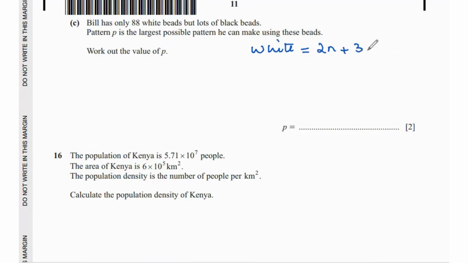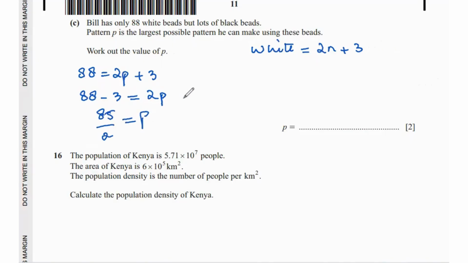So we can use this equation to figure out what the value of P is going to be. 88 equals 2P plus 3. So 88 minus 3 equals 2P. That's 85 over 2. That gives us 42.5. So we want to find the largest possible value for P. So that's going to be 42. 42 is P.